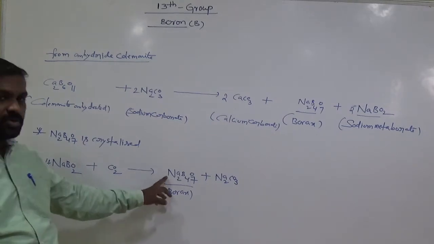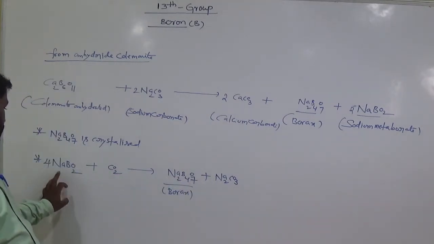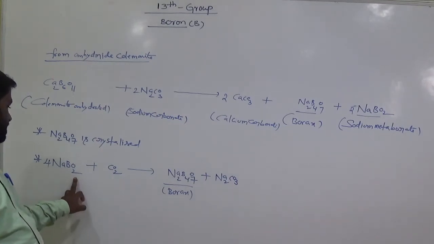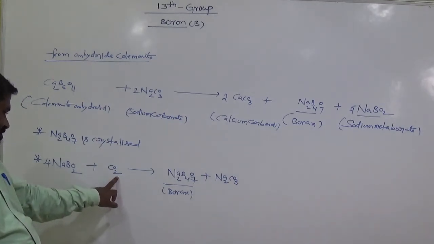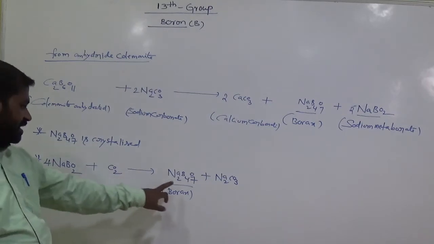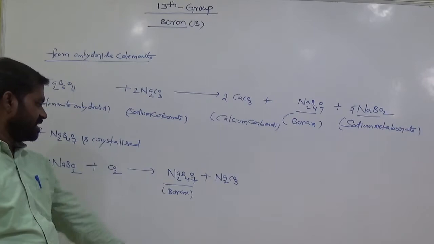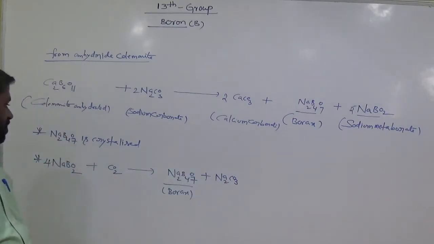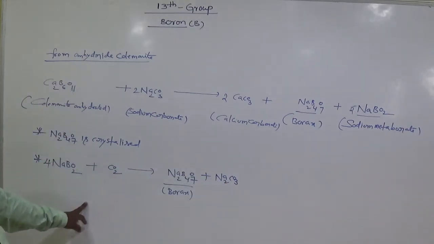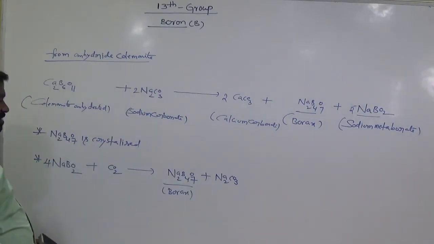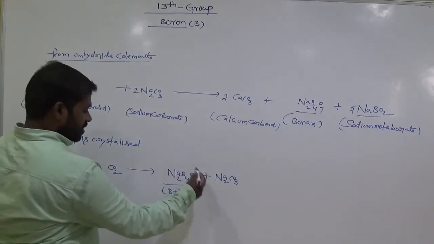Count here: 2 sodium and 2 sodium, 4 sodiums. 4 borons, 4 to 8 oxygens, and here it is 8 plus 2, 10. Here 4 plus 7 plus 3, 10 oxygens. And 1 carbon is there, here also 1 carbon. This is carbon dioxide passed into sodium metaborate. It gives borax and sodium carbonate again. So in this we again get borax.